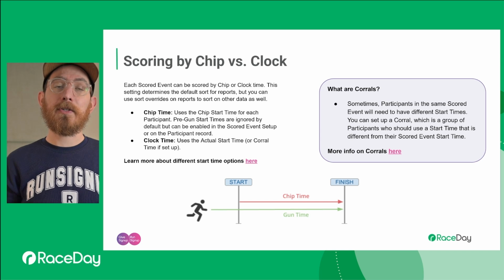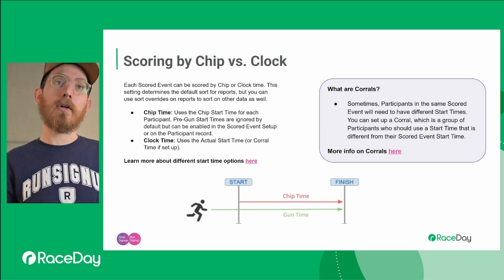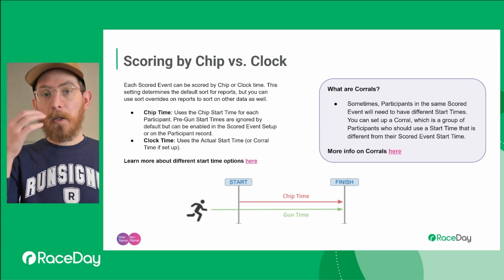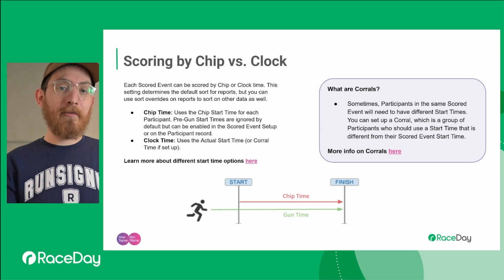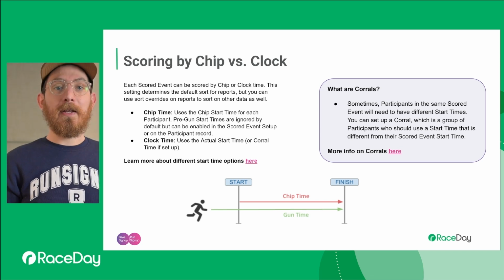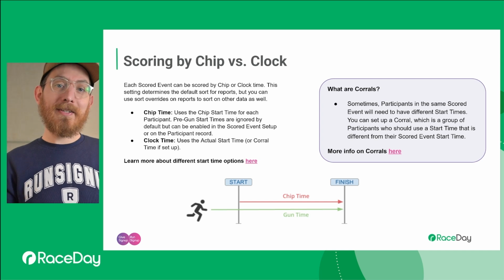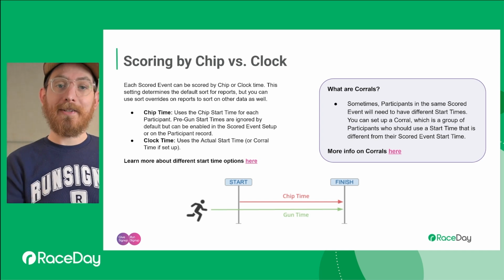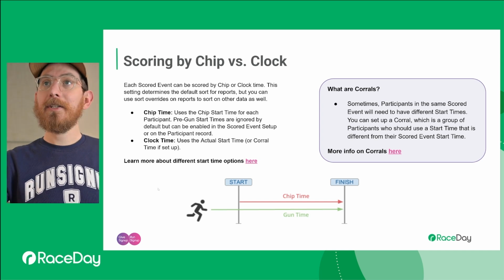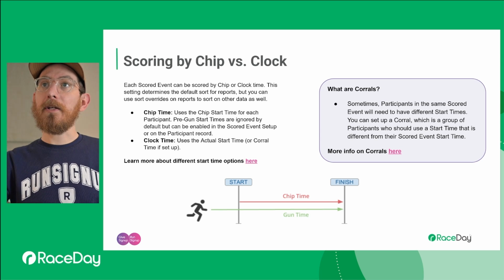The clock time uses the assigned actual start time or corral time if that's set up. So, the clock is everybody goes off at 9 a.m. and the chip is, hey, everybody went off at 9 a.m., but I didn't even go over the mats until 9:05. So again, you can learn more about start times here.